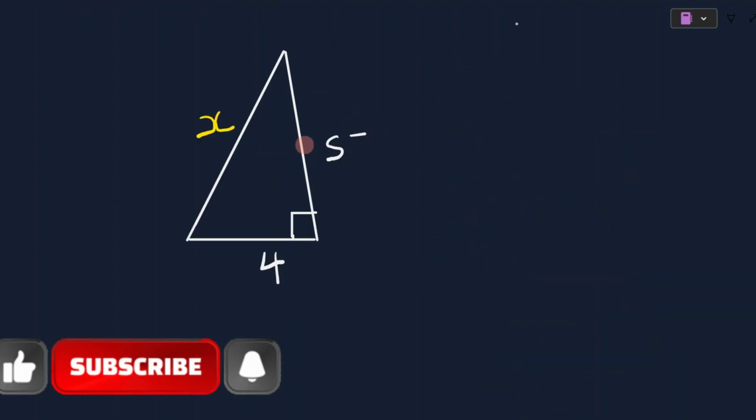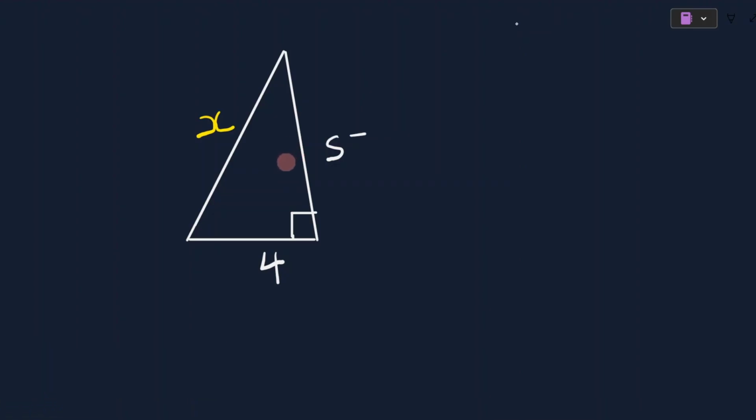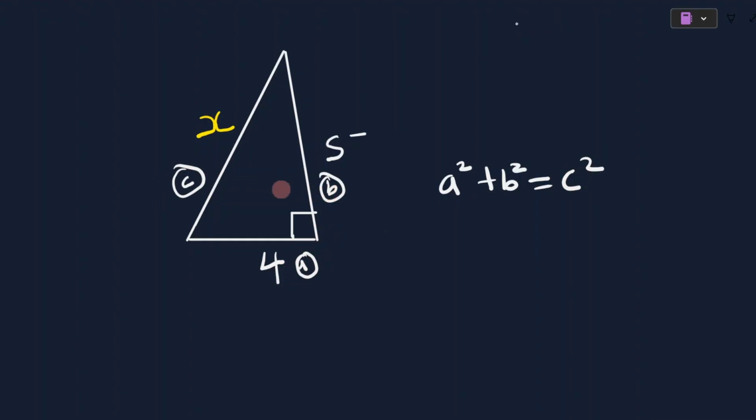Here, we have a right angle triangle that is made up of a, b, and c. a squared plus b squared is equal to c squared. This is a, this is b, and this is c. So a squared plus b squared will give us the value of s for this particular triangle. The value of a is given, and the value of b is given. So let's find the value of c.